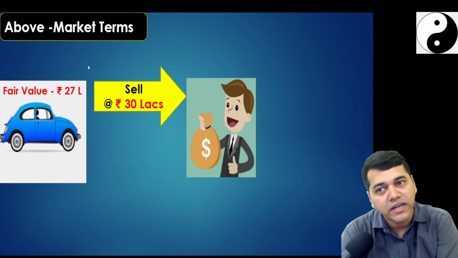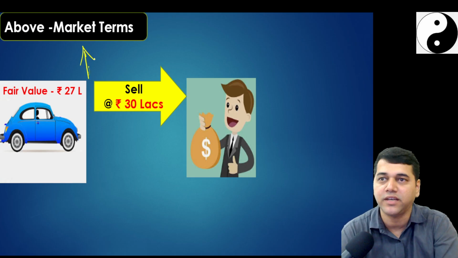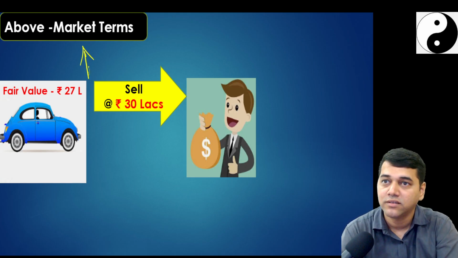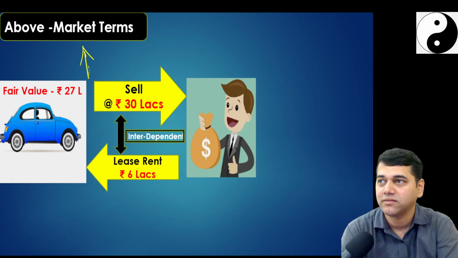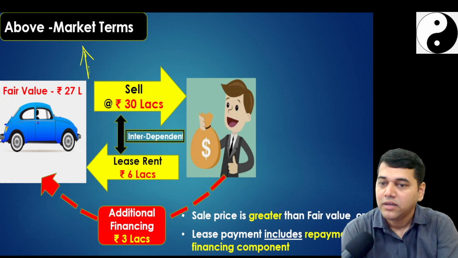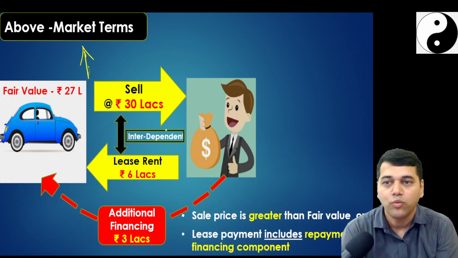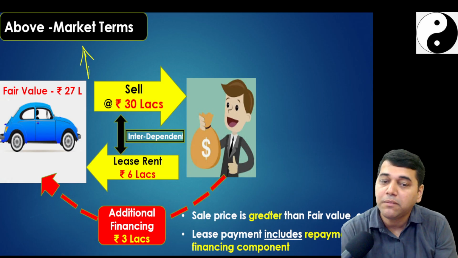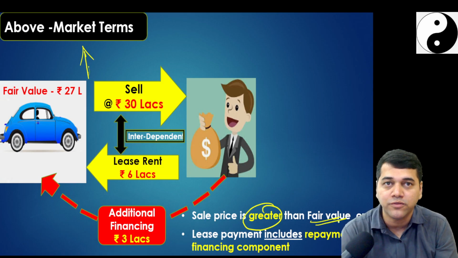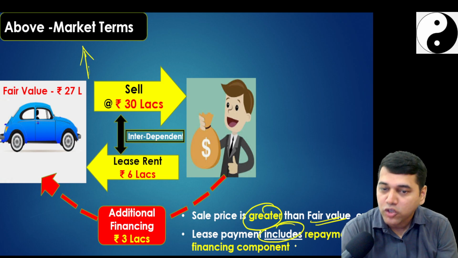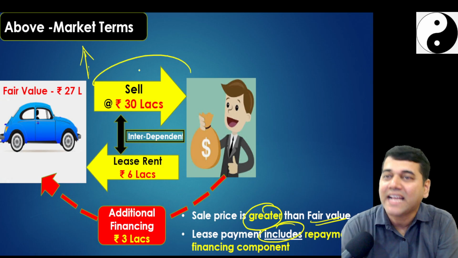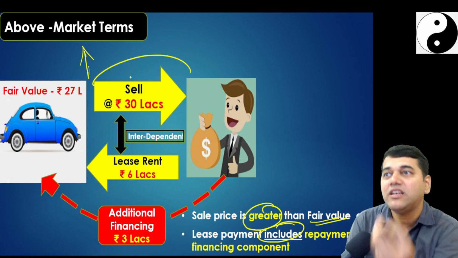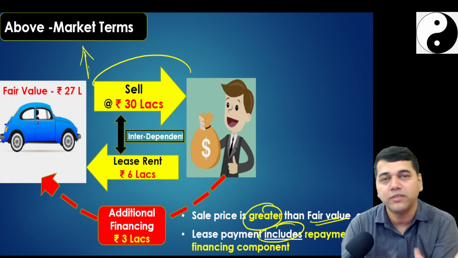So you have sold at above the market terms, correct? So how much rent will you charge? 6 lakhs you are going to charge. Now, what is this additional 3 lakhs? What he gave you in addition to the market value? When the sale price is greater than the fair value, the lease payment includes that extra 3 lakh, which is one extra loan that is not supported by any asset.